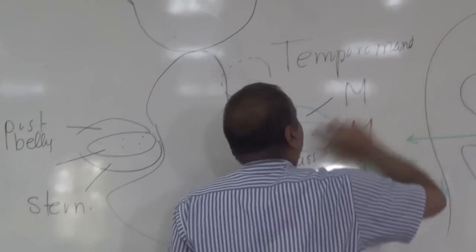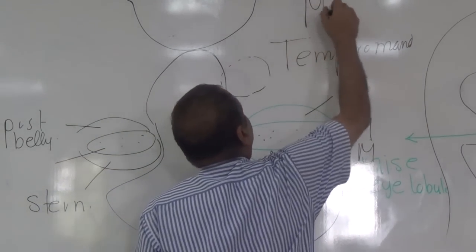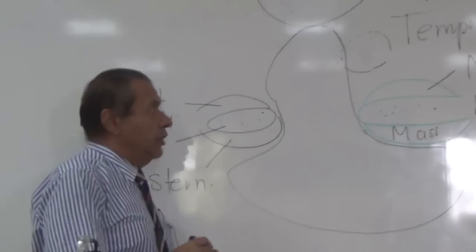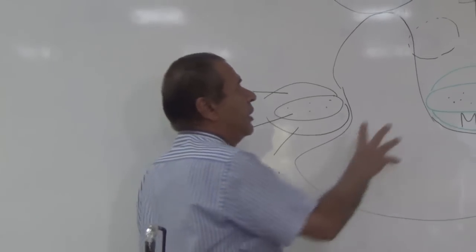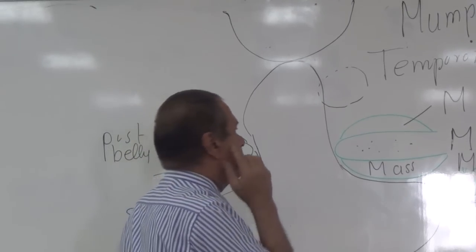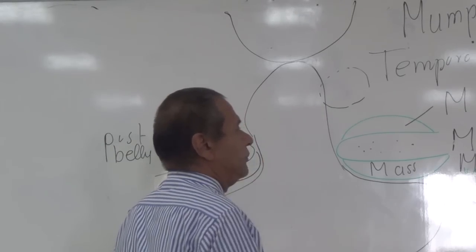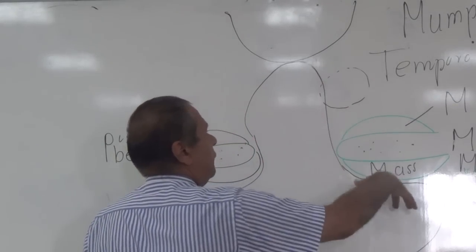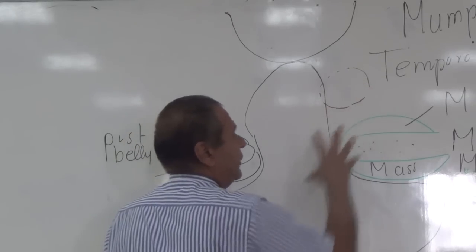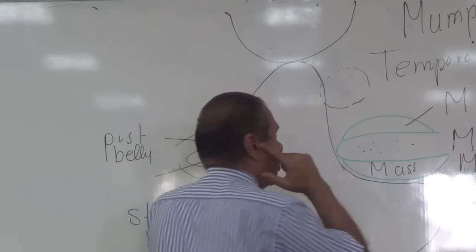This is why any parotid swelling or infection in the parotid, which is called mumps, will be painful. Mumps means enlargement of the parotid gland. This enlargement will affect the temporomandibular joint, which is related to the anteromedial surface of the parotid gland. So the eating process will be painful. Parotid swelling and inflammation will affect the chewing movement. The chewing becomes painful because it's related to the temporomandibular joint.